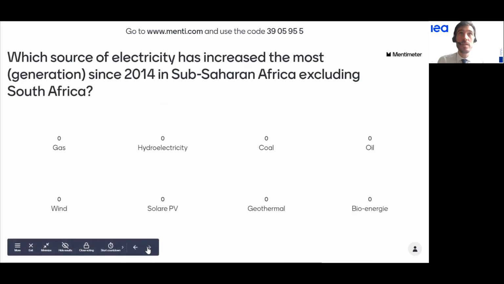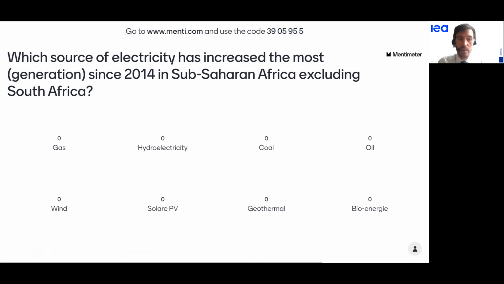Next question. So this was the picture in 2019. According to you, what has been the evolution over the past 5 years? So which source of electricity has most increased between 2014 and 2019?